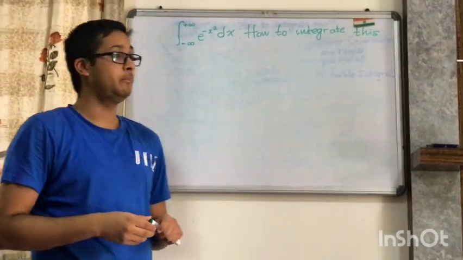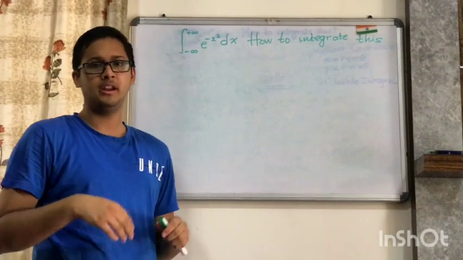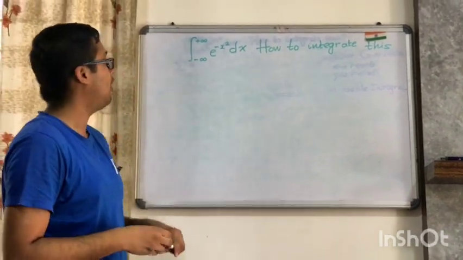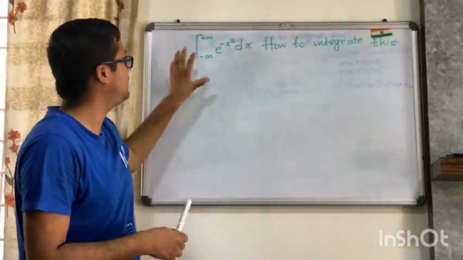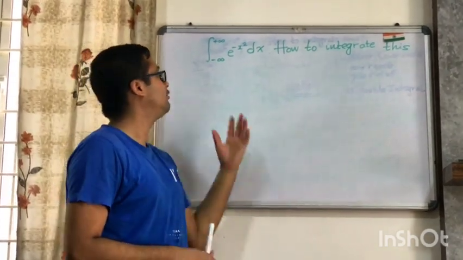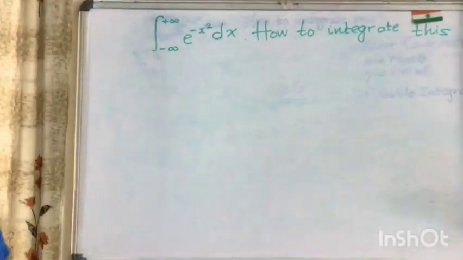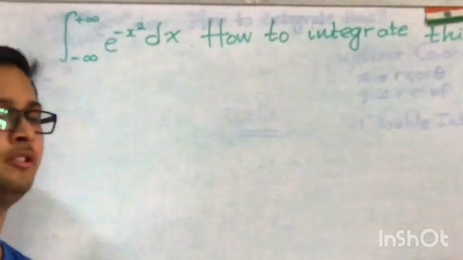Hello friends, being a very big fan of miscellaneous yet understandable problems, I'm bringing you another YouTube video on this interesting question. Today the question is, how do you integrate the function e power minus x square, from minus infinity to plus infinity? To solve this, let us write the concepts which we are going to use.